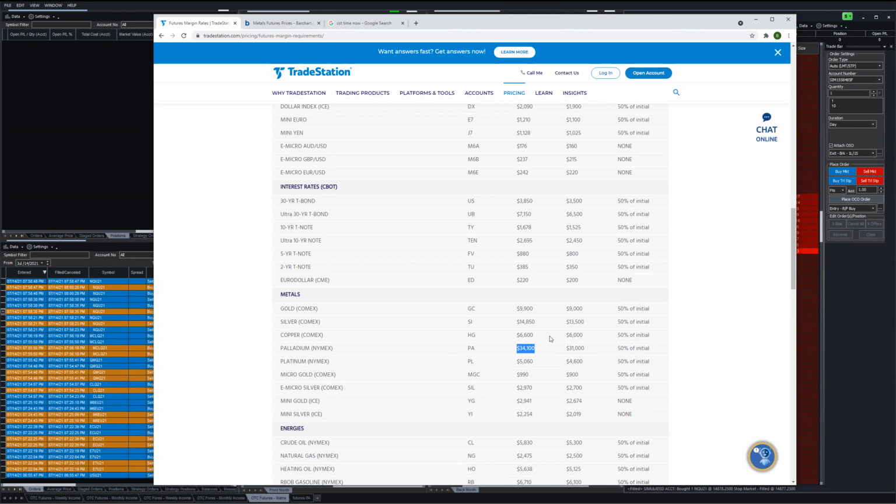Deposit to open a position. If you have $30,000 in your account and you want to trade one contract of Palladium, TradeStation says no, because you don't have enough margin in your account. Well, potentially you could, because you have day trading margin. But we should maybe cover this tomorrow also, right? Because 50% of initial, right?